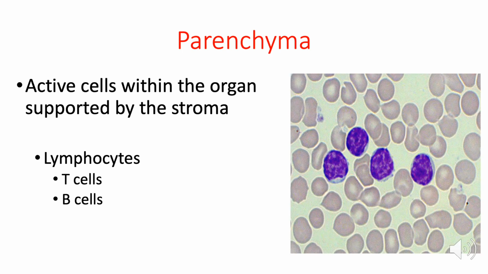Before we discuss the different organs that belong to the lymphatic system, it's very important to review the terms parenchyma and stroma. When you say parenchyma, these are the active cells of the organ. So in terms of the lymph node, the spleen, and other lymphoid organs, the active cells are the lymphocytes. And you know very well that T cells and B cells are lymphocytes. So therefore, they are the parenchyma of the lymphatic system.